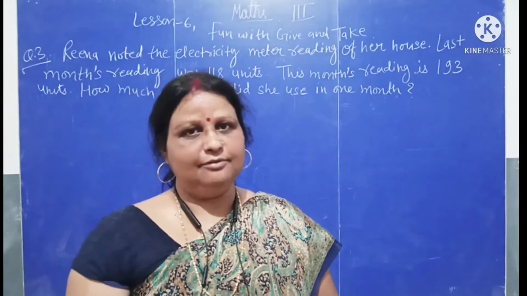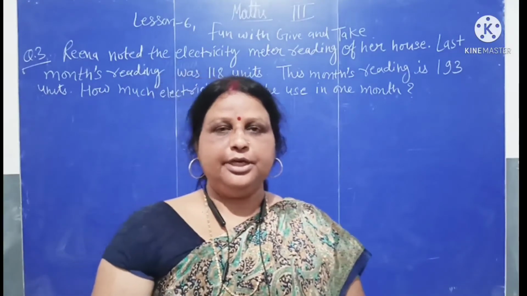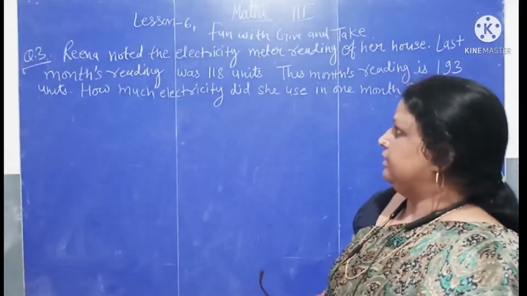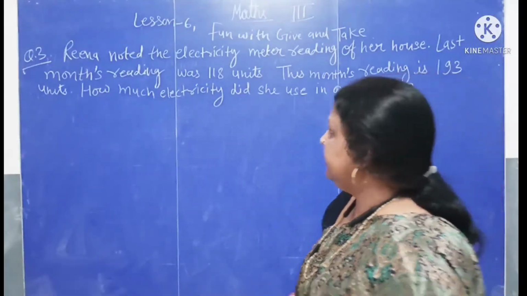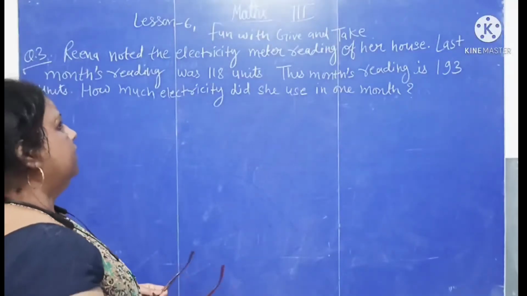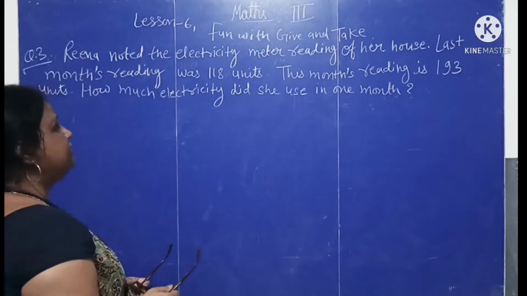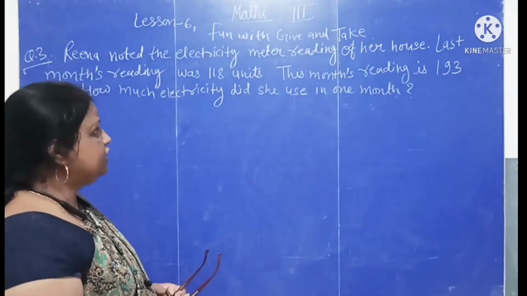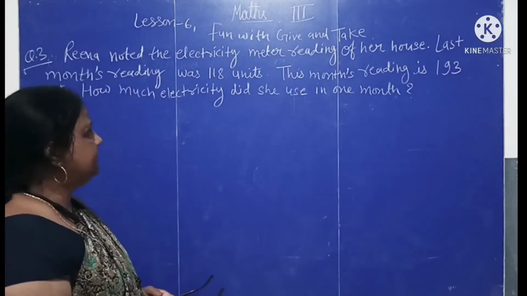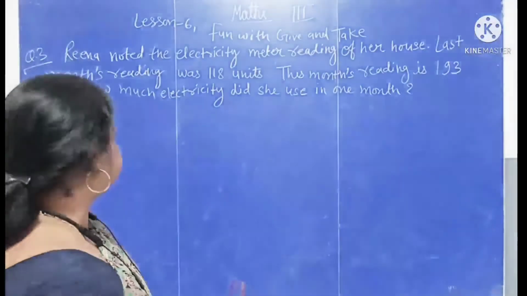I hope you all have understood well. Today we are going to solve some questions from your book. Question number 3. Reena noted the electricity meter reading of her house. Last month's reading was 118 units. This month's reading is 193 units. How much electricity did she use in 1 month?